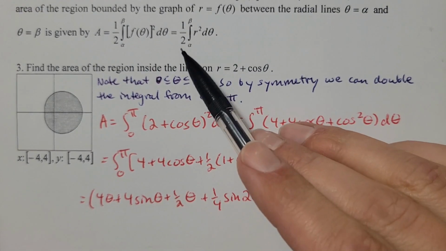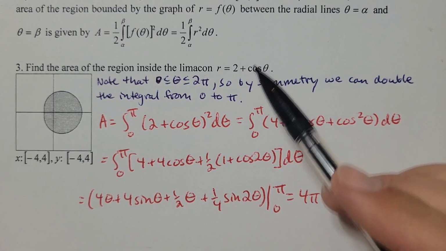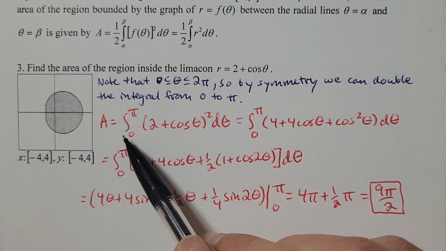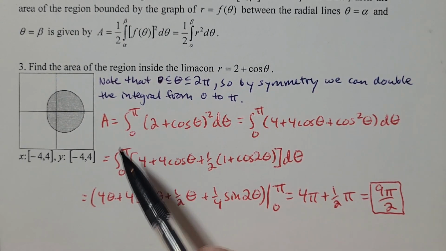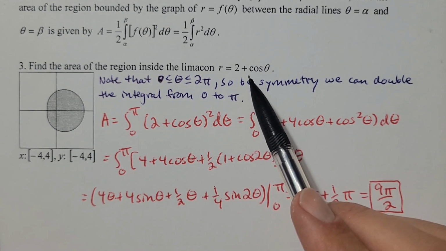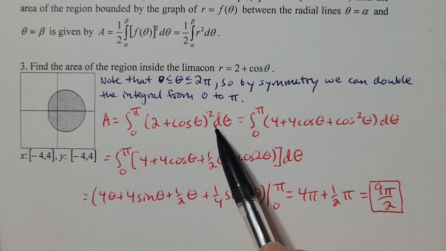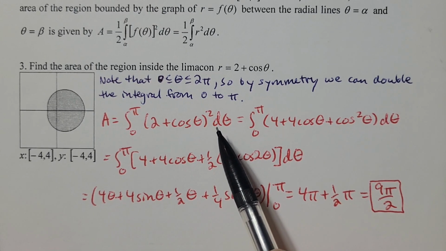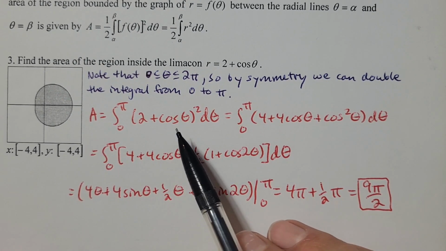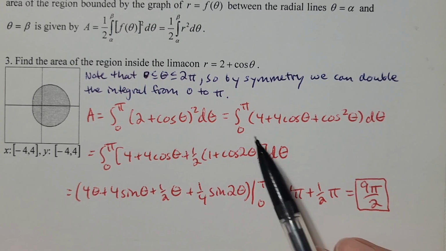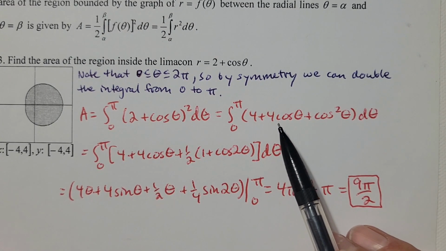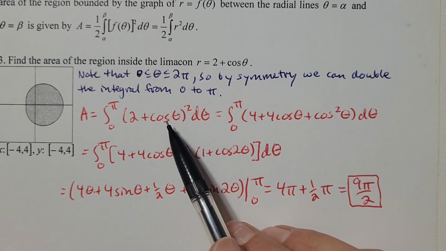So there's a half in front of this integral. I'm going to double that, so that's gone. And we're integrating from 0 to pi. r is 2 plus cosine theta. I'm squaring r, and then stick a d theta at the end. When I square 2 plus cosine theta, that's 4 plus 4 cosine theta plus cosine squared theta.